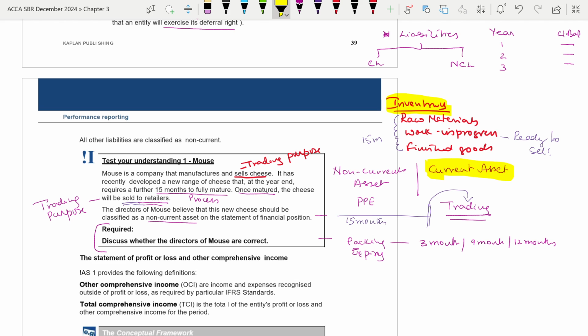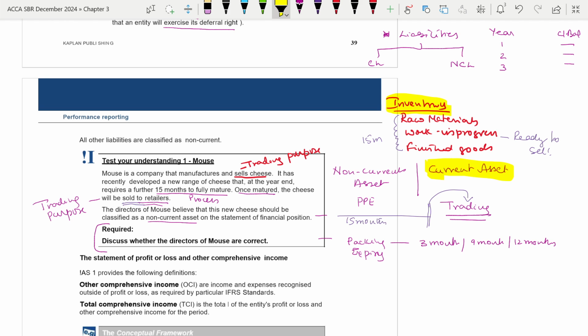Have they mentioned anything on that? If they mention it, conditions will apply. If they do not mention anything, it means it is for trading purpose. It is not mentioned here, 15 months. 15 months to process.